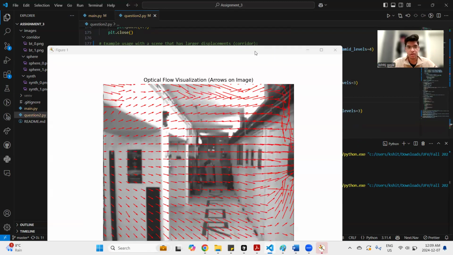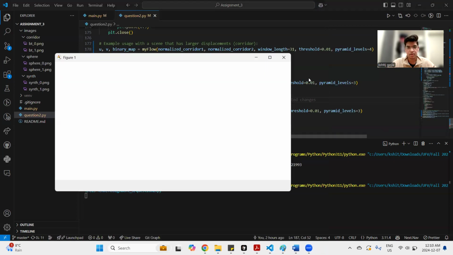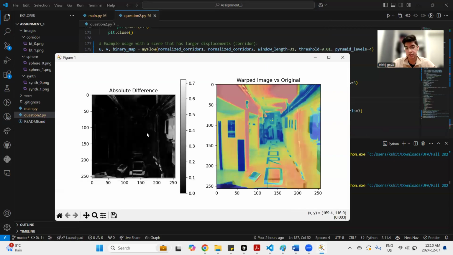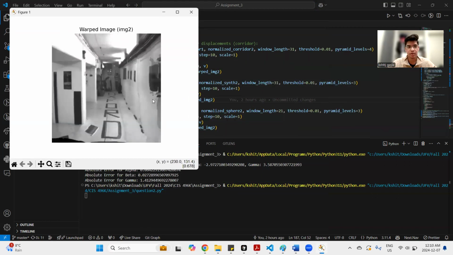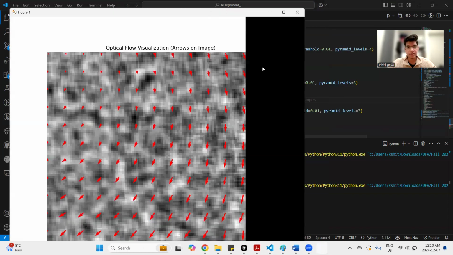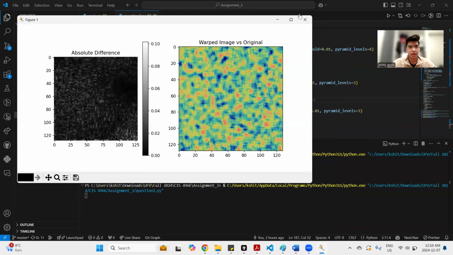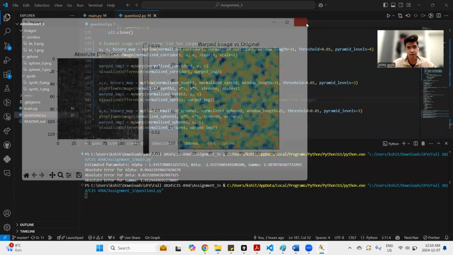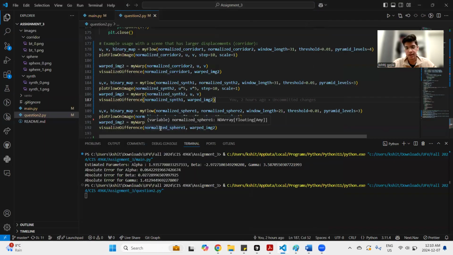There we go. So this is the optical flow visualization for the corridor. As you can see, the images are moving to the right. And this is the absolute difference, which is good, we expect this. You can see the warped image and the original image are very close to each other. And now this is for the synth. Again, the absolute difference is black, so it's good. And you can also see the warped image and the original image are very close to each other.